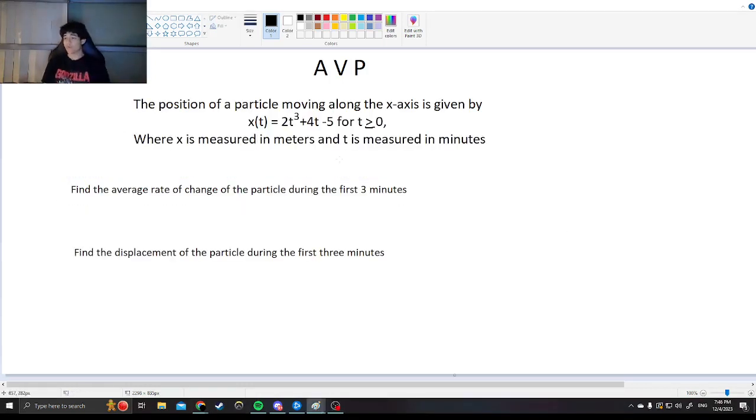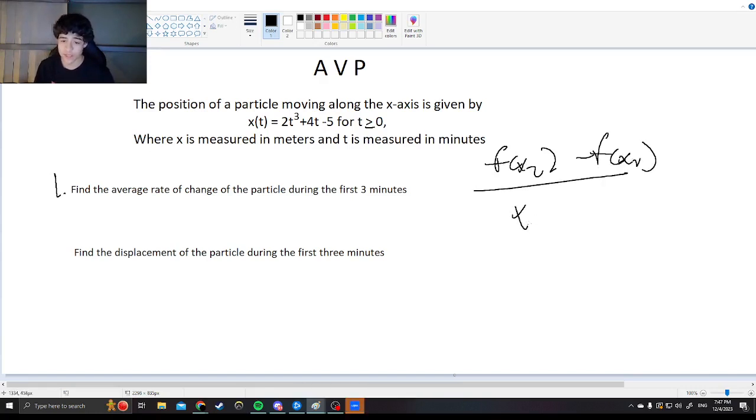Okay, so we have a practice problem up now. It says the position of a particle moving along the x-axis is given by x(t) = 2t^3 + 4t - 5 for t ≥ 0, where x is measured in meters and t is measured in minutes. The first problem that we have here is to find the average rate of change of the particle during the first 3 minutes. So this is pre-calc, this is unit 1, this is unit 2. The formula for this is f(x2) minus f(x1) over x2 minus x1.